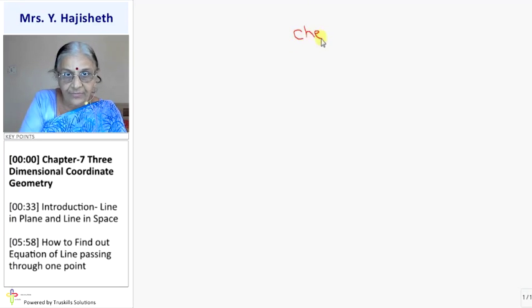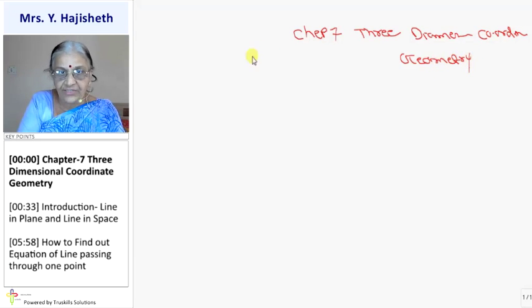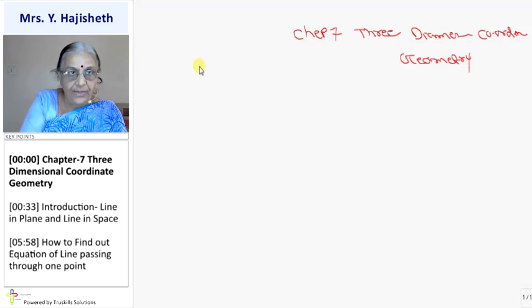So we start with chapter number 7, the last chapter of semester 4. The name of the chapter is three-dimensional coordinate geometry. We have learned this in 11th science also, in standard 11.